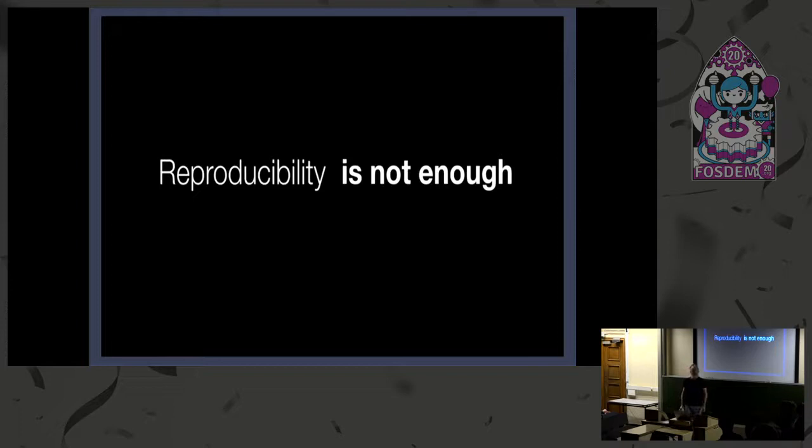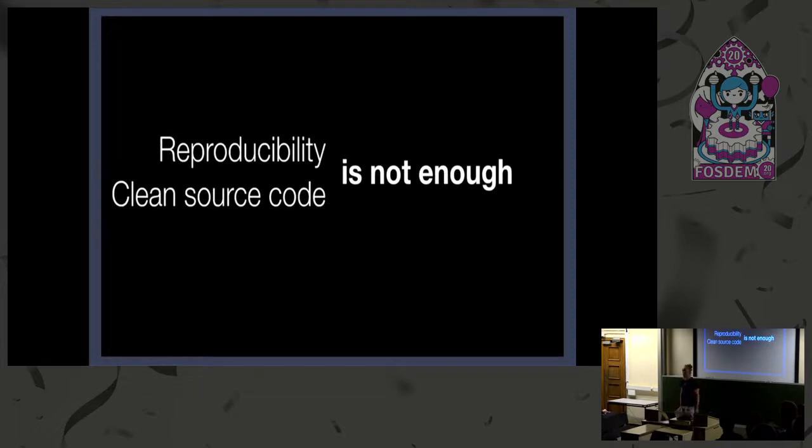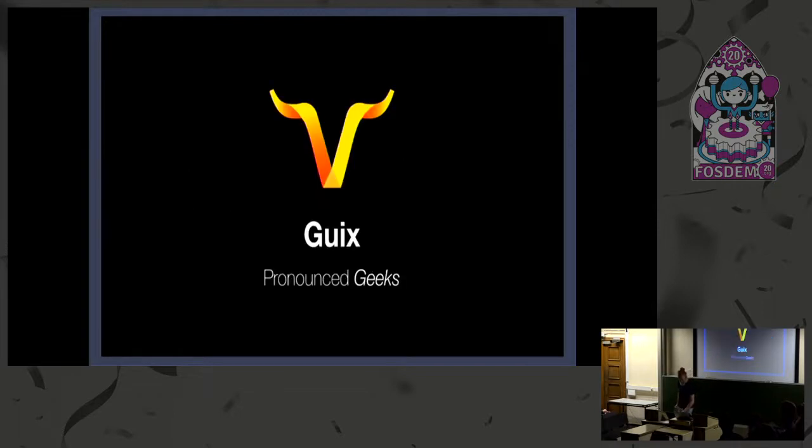So what follows from this is that reproducibility is critical, but it's not enough. And even reproducibility with clean source code is not enough. So Carl went looking for something else and found it in Guix.